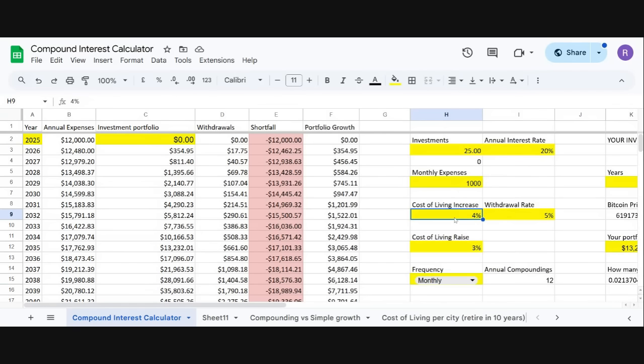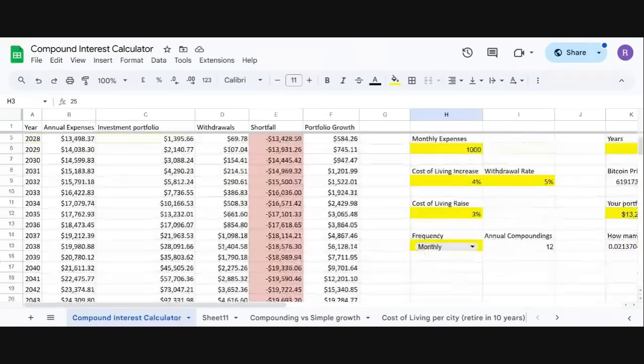Your cost of living increase. Your cost of living is growing by 4% per year. Your withdrawal rate is 5%. So whenever you're able to withdraw, you're going to start withdrawing 5%. And then your cost of living raise is 3%. So your income is increasing by 3%. So you're putting 3% more into Bitcoin every single year.